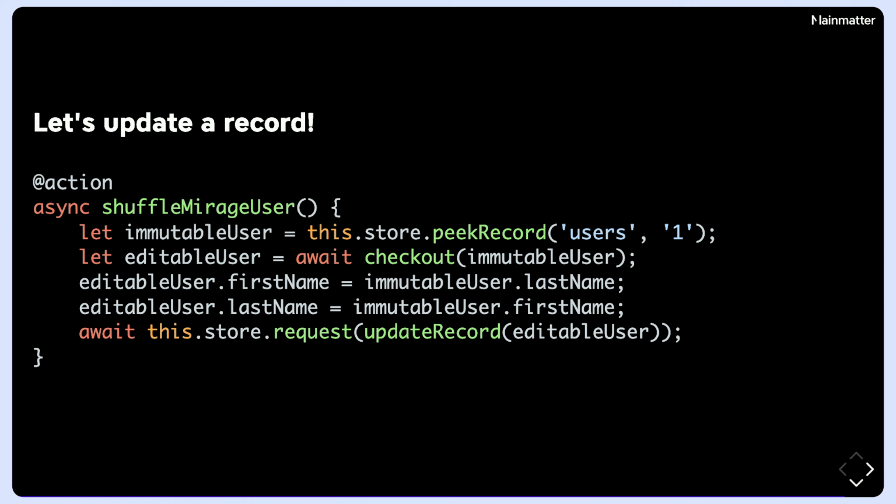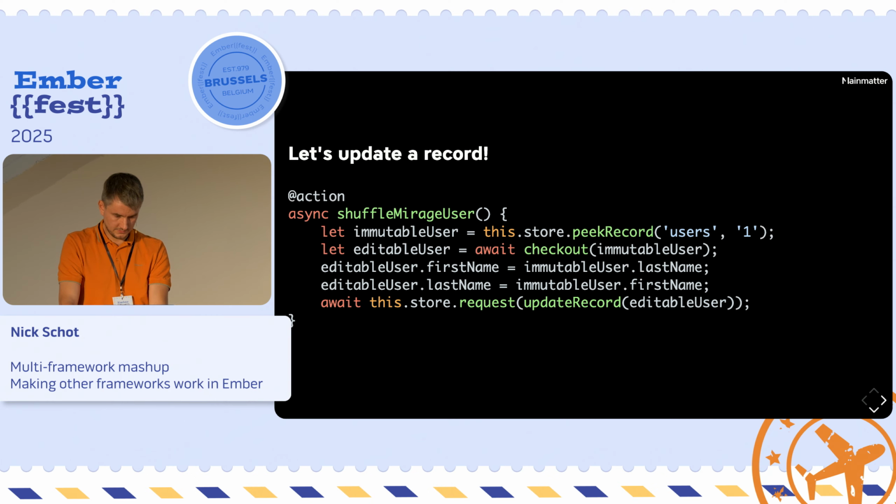So let's update the record now to see if the reactivity actually works. On the Ember component, we'll add a button that will call this shuffle mirage function that I wrote. We look up our user record, which in Polaris mode is immutable. So we need to check out a copy of this, which is editable. We update the first name and last name properties with the opposite because we shuffle them again. And then we call store.request with the update record method to persist the change.